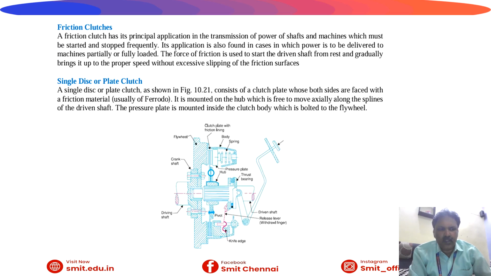It is mounted on the hub, which is free to move axially along the splines of the driven shaft. Then the splines will be placed so that the pressure plate can move backward and in the front direction.